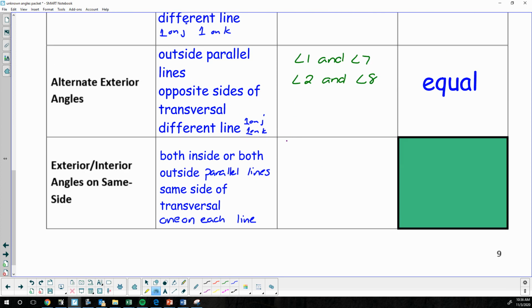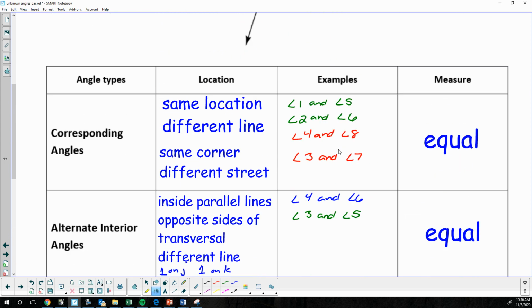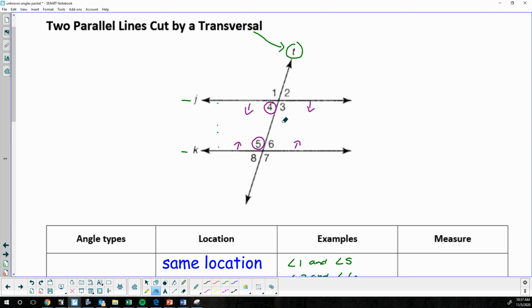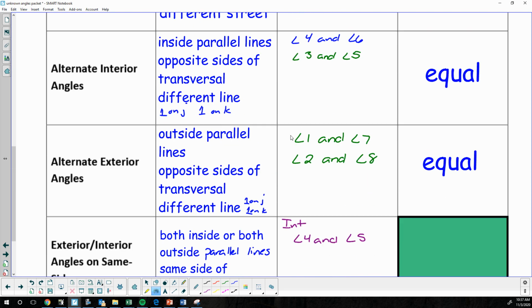Okay, so we'll do an interior here. Angle 4 and angle 5 are same side interior. Is there anything else? Let's check. Okay, so another angle that is inside is angle 3. Angle 3 is on the right-hand side of the transversal. The only other one that is inside and on the right side is angle 6. So that is also same side interior.